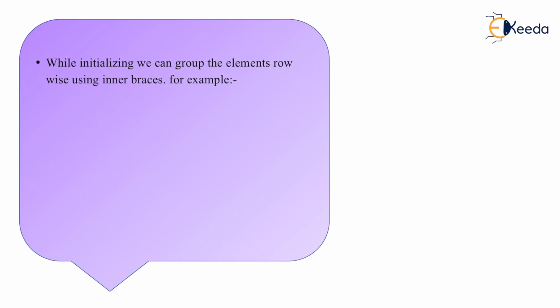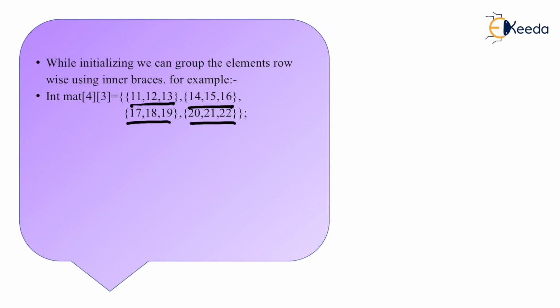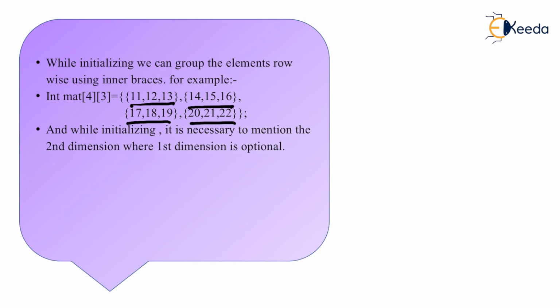While initializing, we can group the elements row-wise using inner braces. For example, int mat[4][3], where the first bracket is for the first row, the second bracket is for the second row, the third is for the third row, and the fourth is for the fourth row.